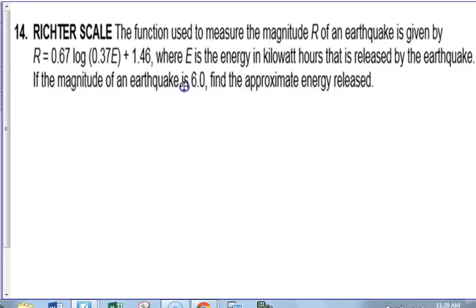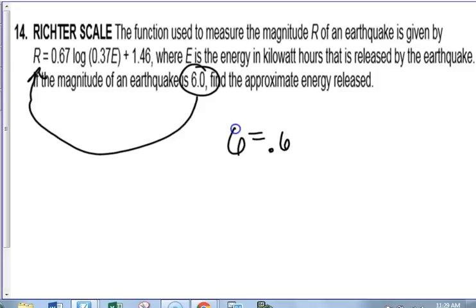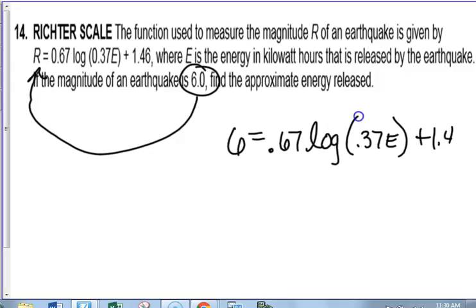This one is a Richter scale question, but it says this is the reading on the Richter scale. It's a function used to represent the magnitude of an earthquake. E is the energy in kilowatt hours that is released. Okay, so we're going to find the energy released. We're finding the E. So we have 6 equals 0.67 log of 0.37E plus 1.46. This is a good question because I feel like we didn't do too many where you had to do what we're going to have to do in a second here. What do we do first?